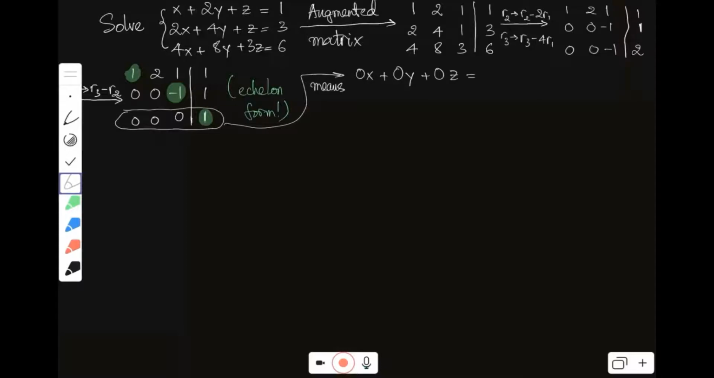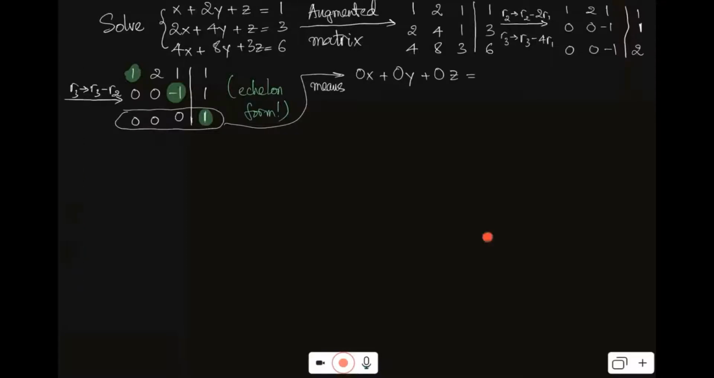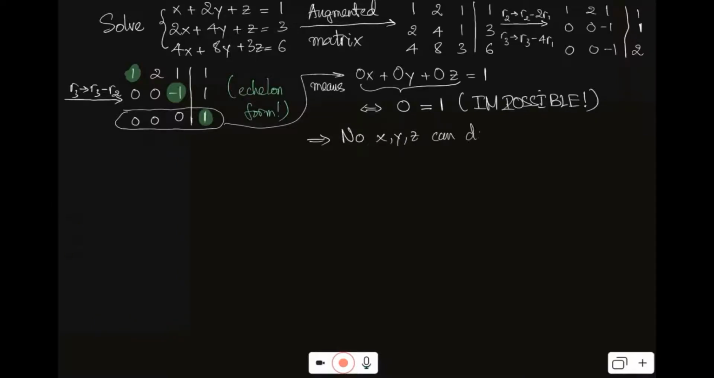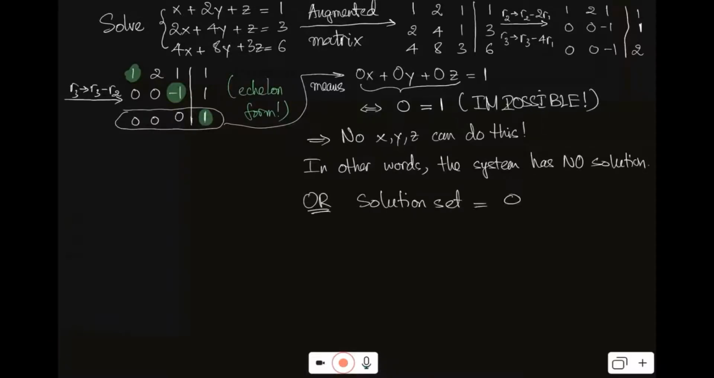They all together will be what, right? All of these on the left will be 0. And we are looking for x, y, and z that will make 0 equals 1, which is impossible. So this implies that no x, y, z can do this. In other words, the system has no solution. Or you can say solution set is an empty set.